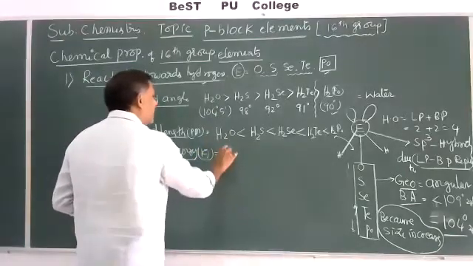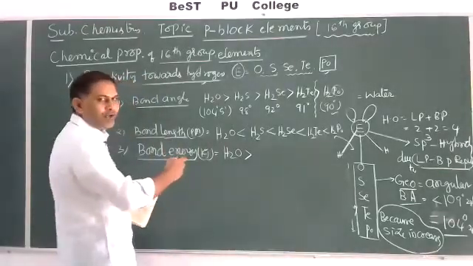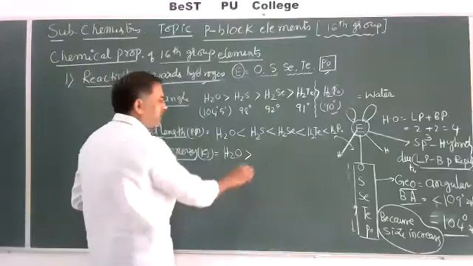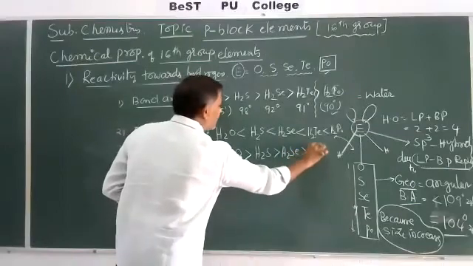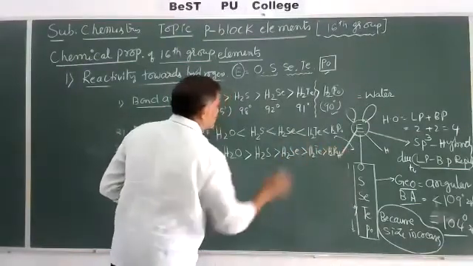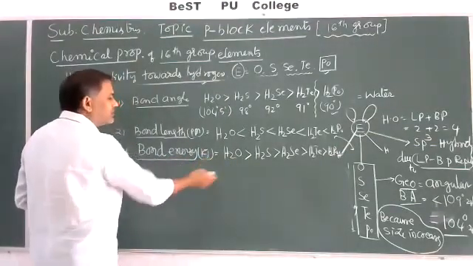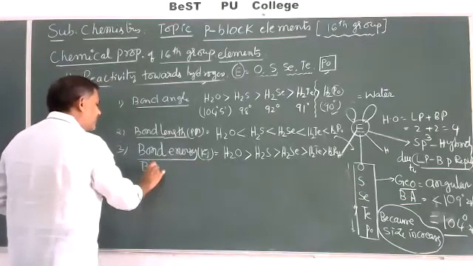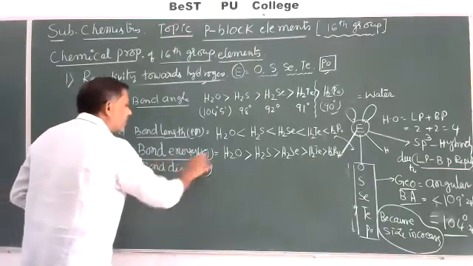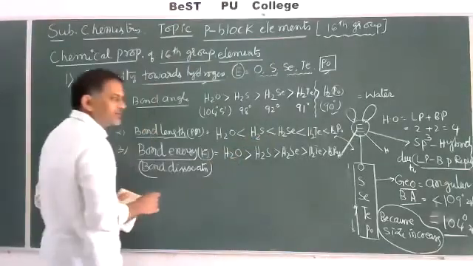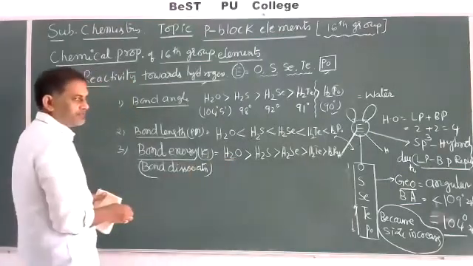kilojoules decreases. Here H2O has more bond energy because the bond length is less. To break that, more energy is required. That's why H2O is greater than H2S, H2Se, H2Te, H2Po. When the bond dissociation energy is more, it cannot easily produce H plus ions. That's why removal of hydrogen does not easily take place.